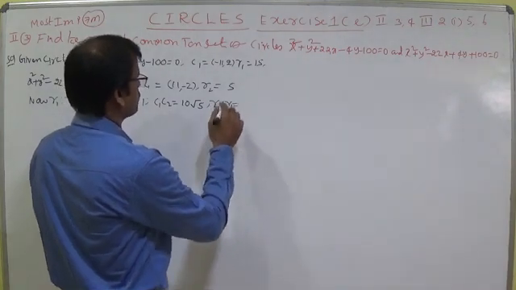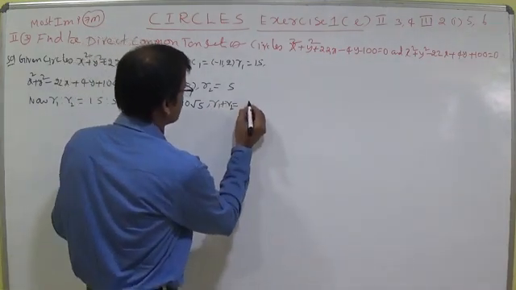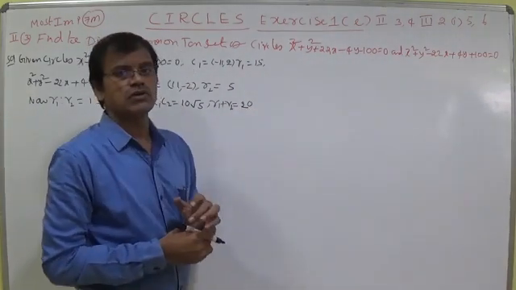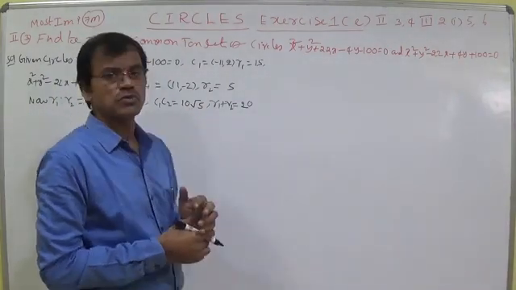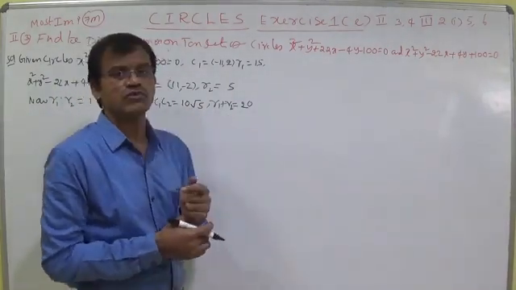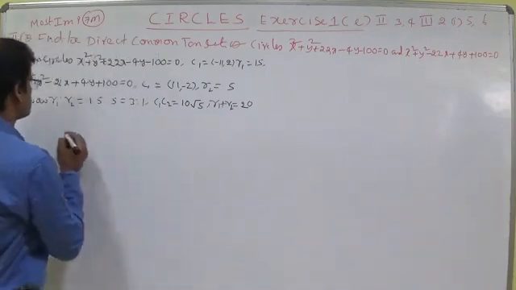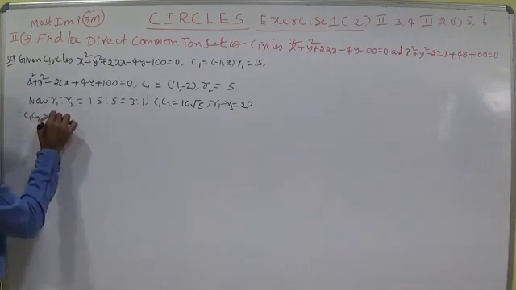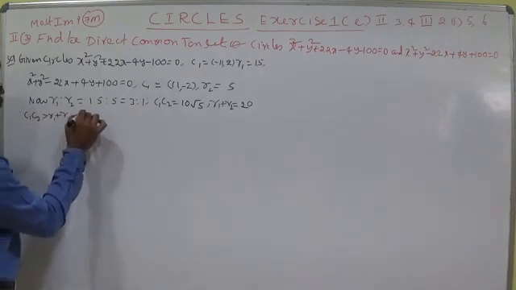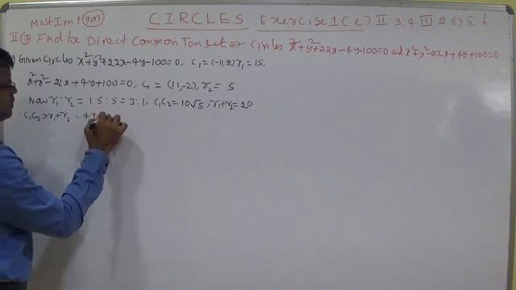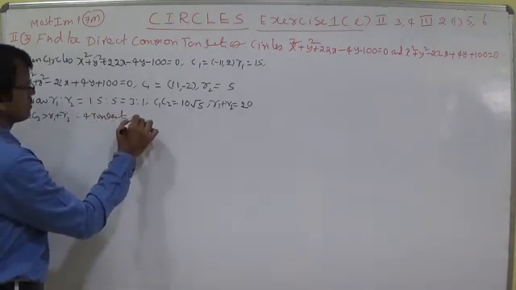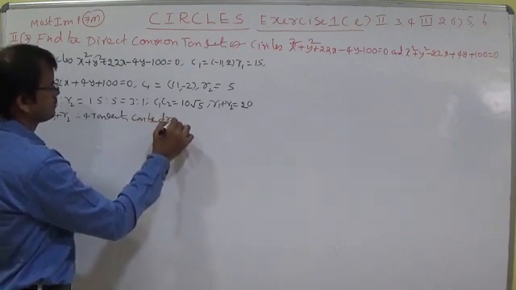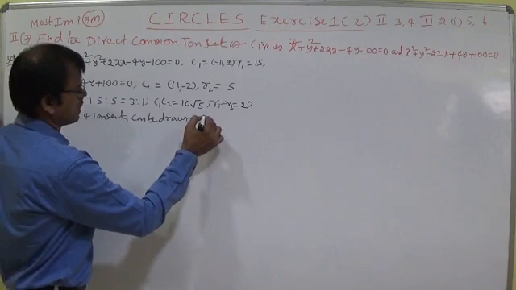Now R1 plus R2 is 15 plus 5, that is 20. R1 plus R2 whole square, 20 whole square is 400, and C1 C2 whole square is 500. So 500 is greater than 400, so C1 C2 is greater than R1 plus R2, therefore 4 tangents can be drawn: 2 transverse common tangents and 2 direct common tangents. Draw a diagram like this.